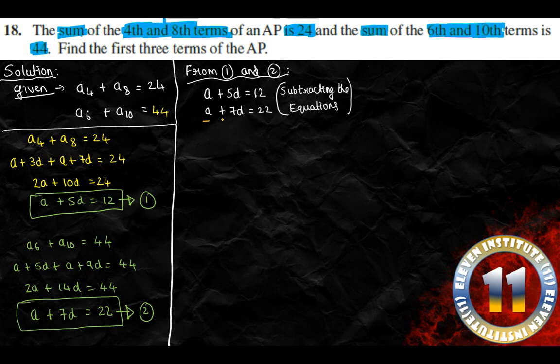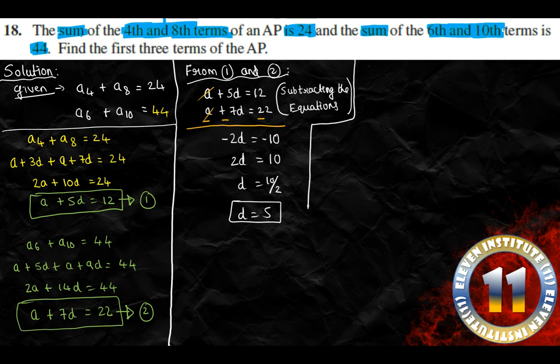So this will become minus, minus, minus. So A and minus A will get cancelled, and 5D minus 7D will become minus 2D. 12 minus 22 will become minus 10. This minus and this minus also cancel each other, so we get 2D is equal to 10, or we get D is equal to 10 upon 2, and D is equal to 5. I hope this is very much clear to you.